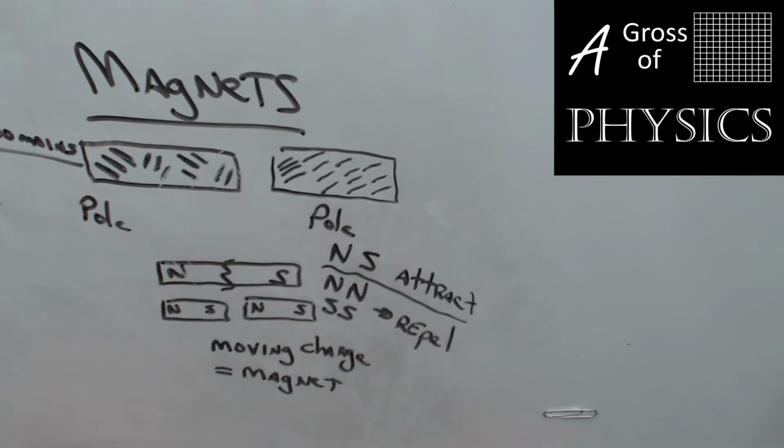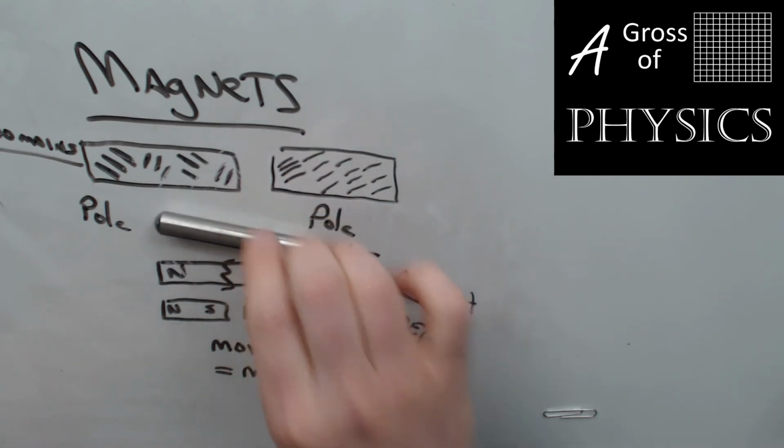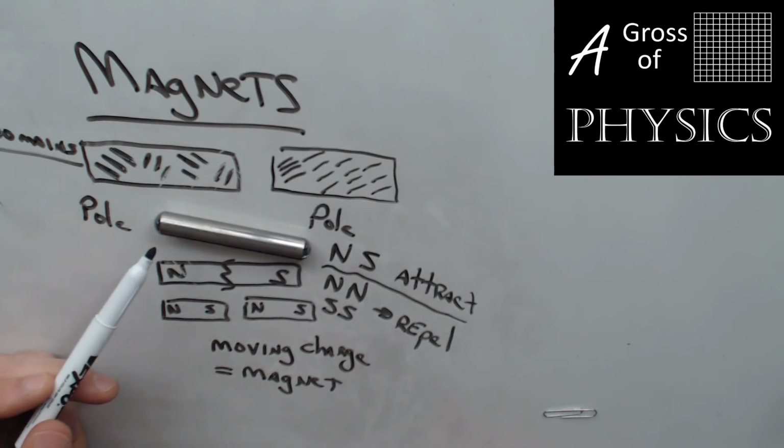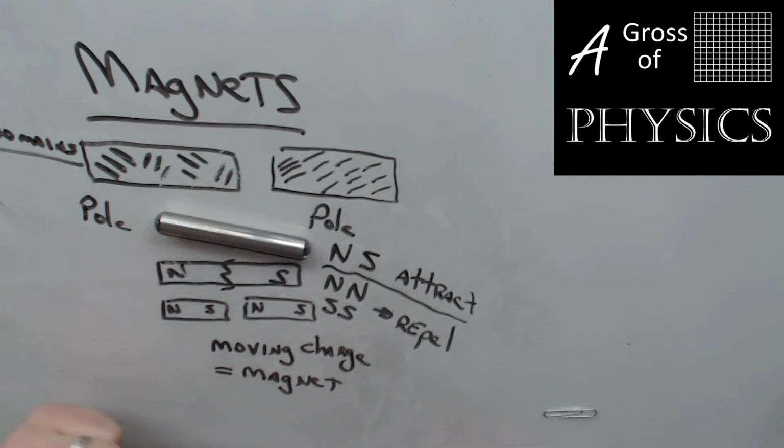Now, we have different types of magnets. Those would be permanent magnets. This is actually what we call a cow magnet. And a cow magnet is something that we can put into a cow, and it'll go through their digestive system and come out the other end.